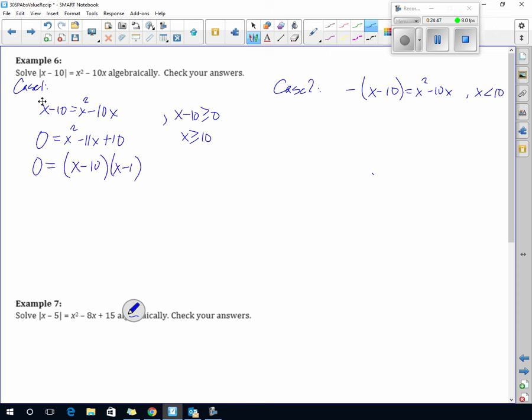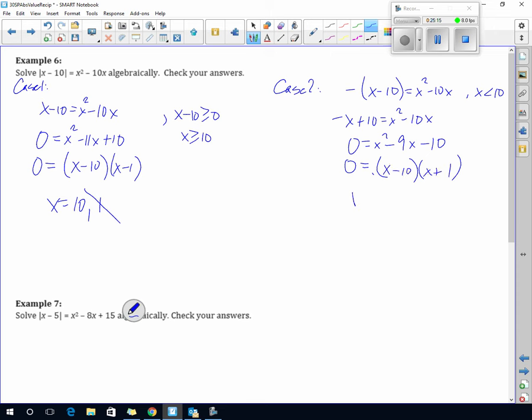This one is negative x plus 10 equals x squared minus 10x. 0 equals x squared minus 9x minus 10. Yes, this, again, factors beautifully. X equals 10 and minus 1. Check. I need to reject 10. So what's my solution? X equals 10 and minus 1.